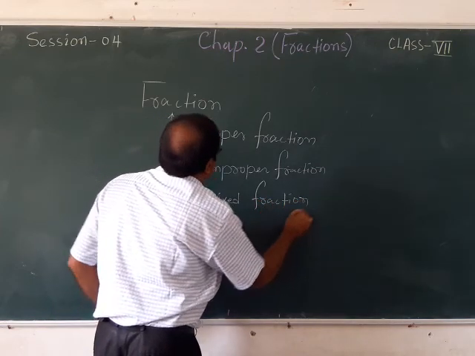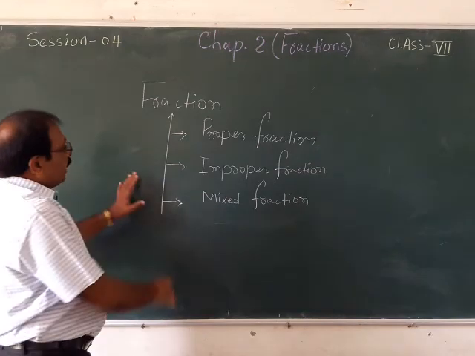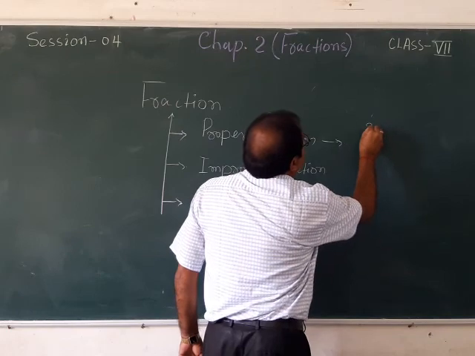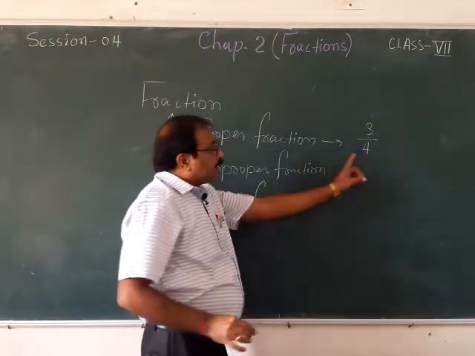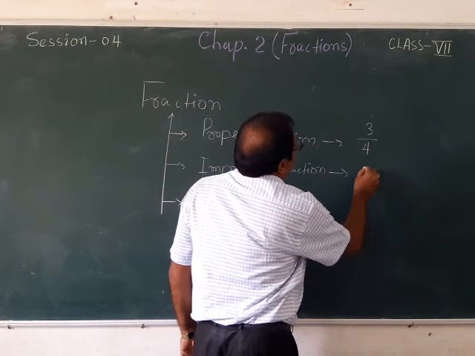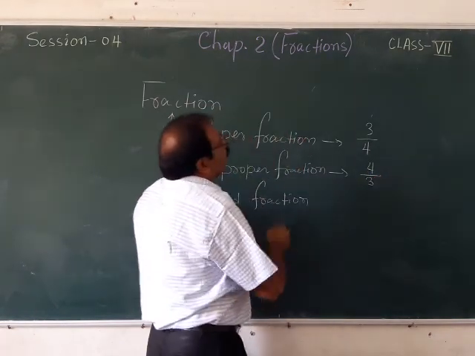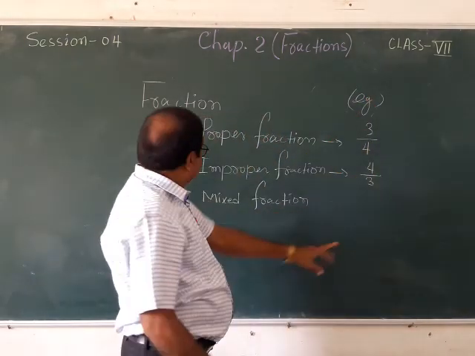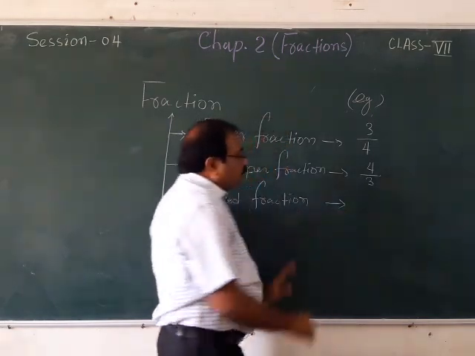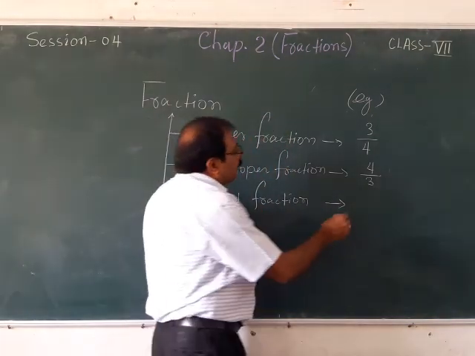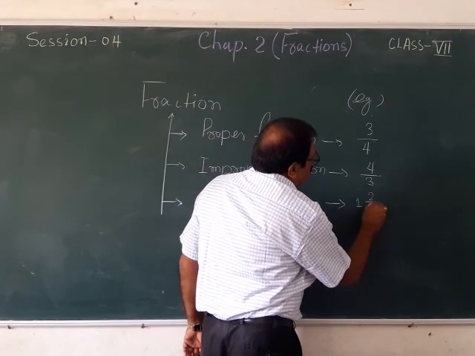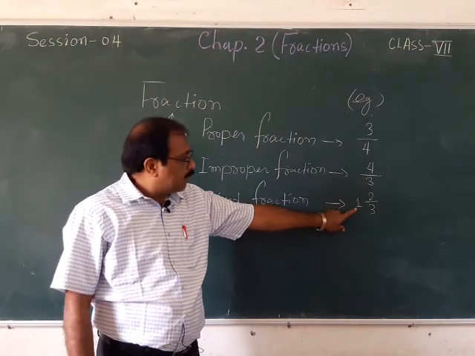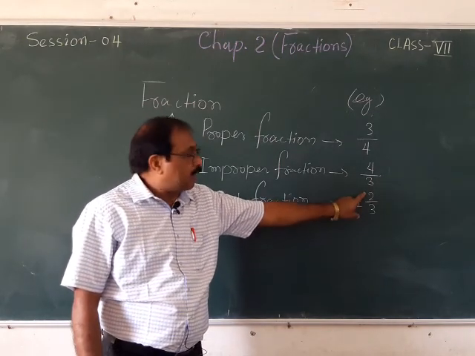It is clear that proper fraction means, once I am writing 3 upon 4, it is a proper fraction. Once I am writing 4 upon 3, it is an improper fraction. These are the examples. And if I ask you to give me one example of mixed fraction, then you can say that 1 whole and 2 by 3 is a mixed fraction. Why is it a mixed fraction? Because here 1 is a whole number and 2 by 3 is a fractional number.